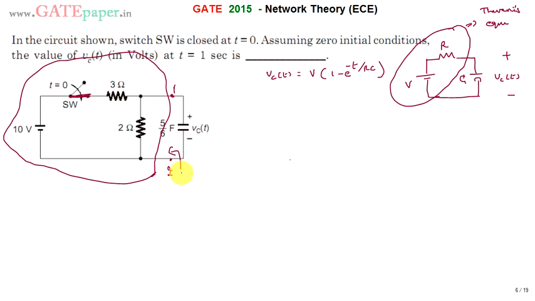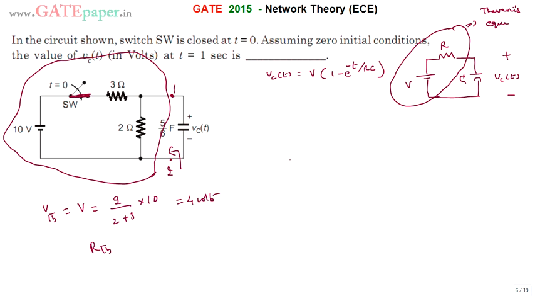So VTH first. VTH in our terms is simply V. That value is nothing but the voltage across these two terminals, that is, the voltage across the 2 ohms. So the voltage across 2 ohms is 2 divided by 2 plus 3 into 10, using the voltage division rule. So this is 20 divided by 5, which is nothing but 4 volts.